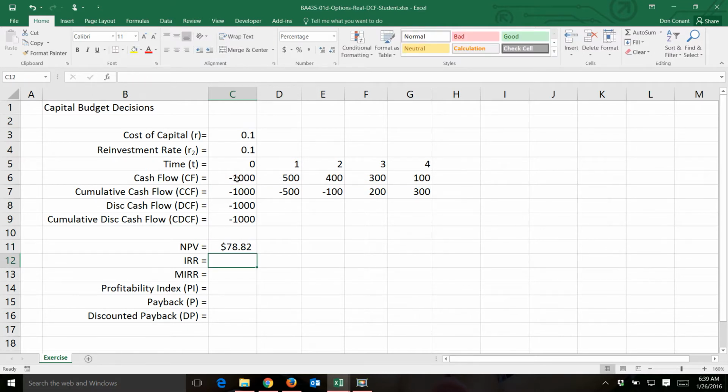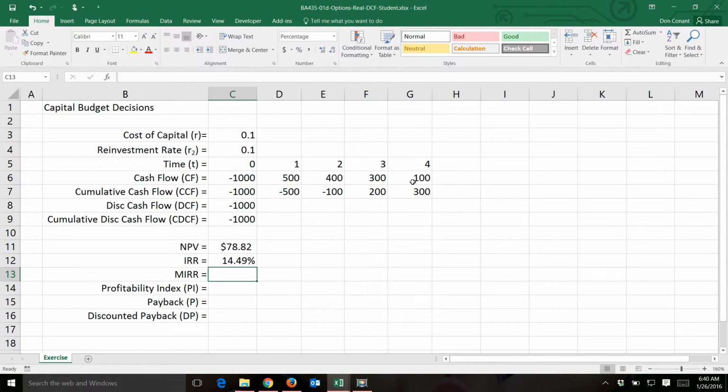Next is internal rate of return. Excel has that formula, IRR. And we get the cash flows. In this case, we do select year 0. Just go ahead and select them all. And the internal rate of return here is 14.49%.